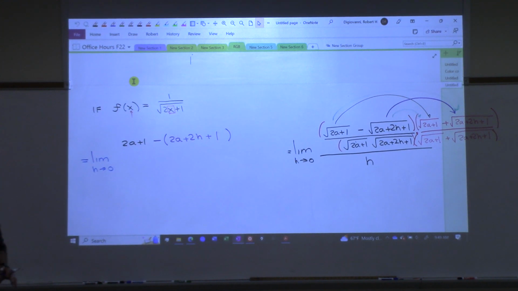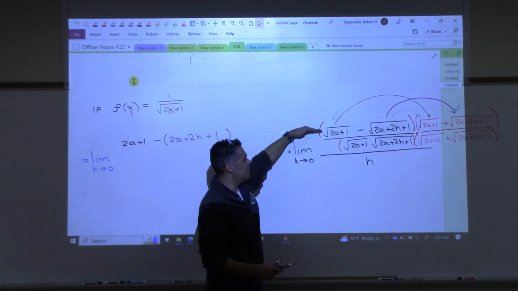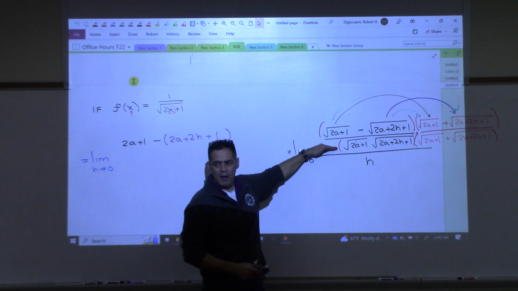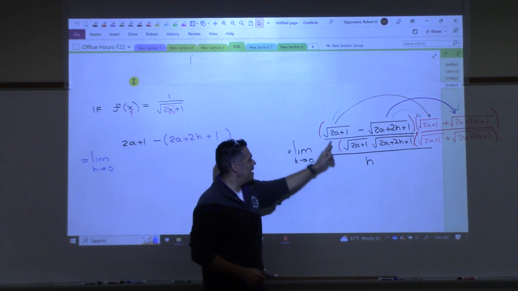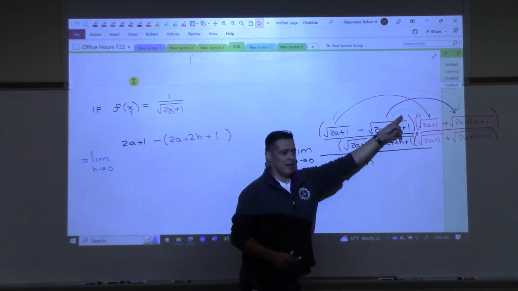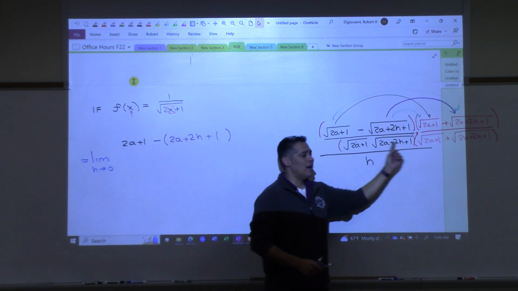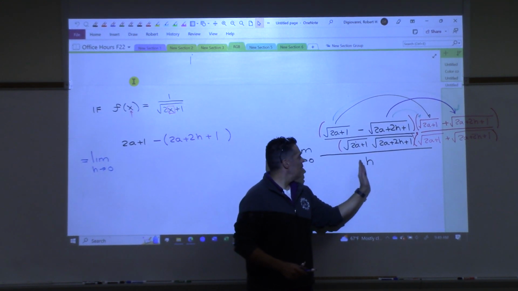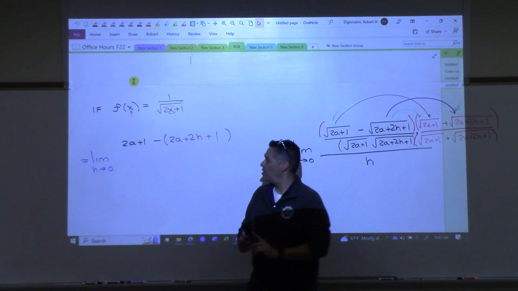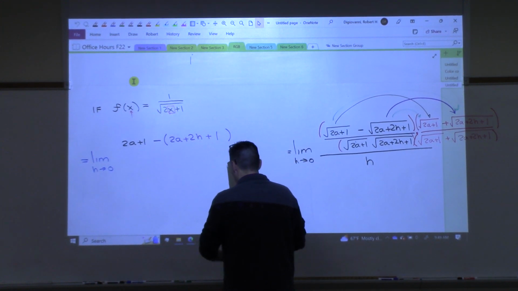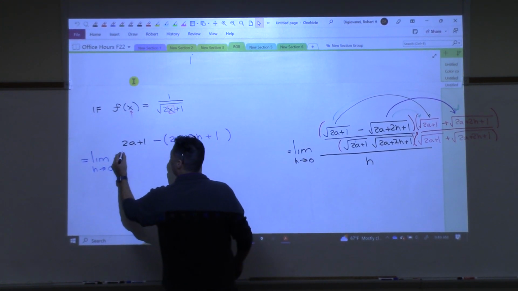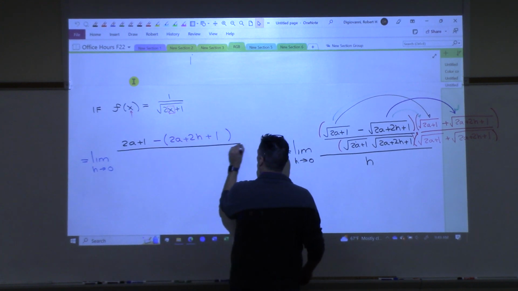Okay, that's the numerator, right? That's the multiplication of the top. What do you think I'm going to do with the bottom? Do you think I'm going to multiply it out? No, I'm not. Because my hope is that this h cancels with something up here, right? I don't really care about what happens here. I really want my h to cancel from something up there. So I'm not going to touch the denominator. And it just looks horrible, doesn't it?